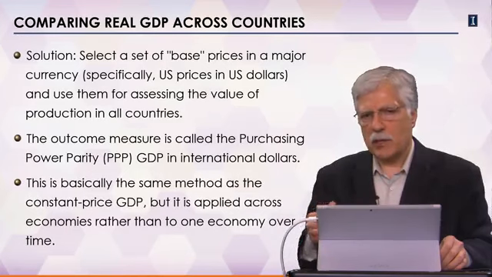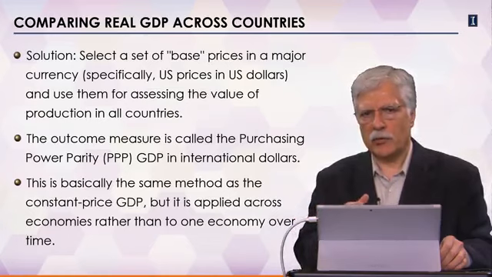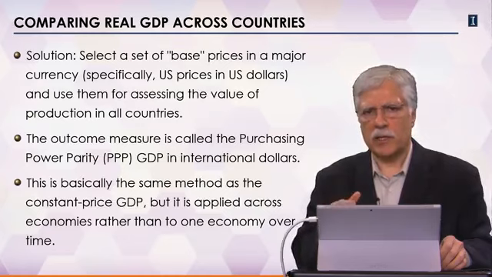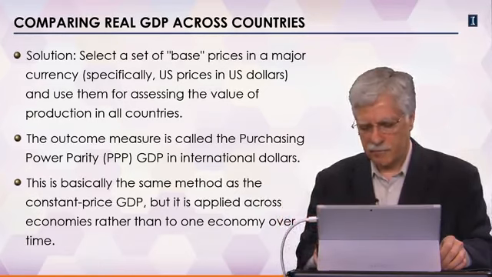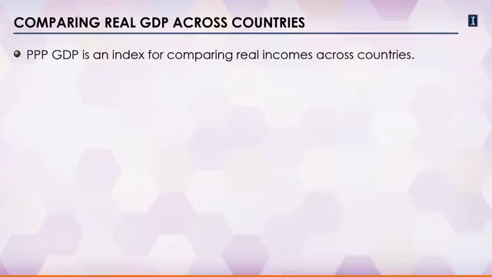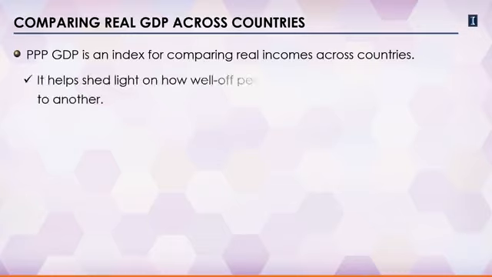The method is very similar to the constant price method over time. However, here the base is a country rather than a year. If we use a particular year in a particular country as the base, then we have the GDP of all countries in PPP measure at constant prices. The PPP GDP measure is an index of real purchasing power of households across different countries. It helps us compare real incomes. It helps us better understand how well off people are in one country compared to others.